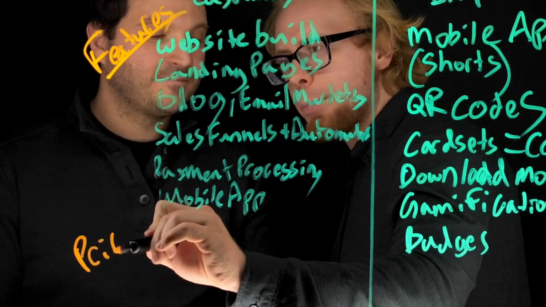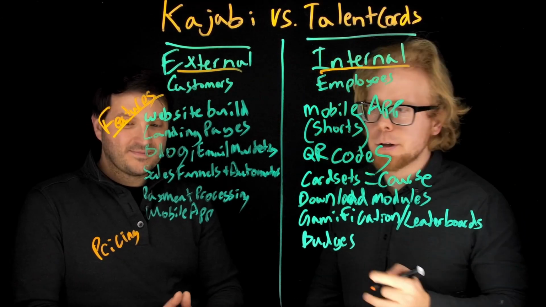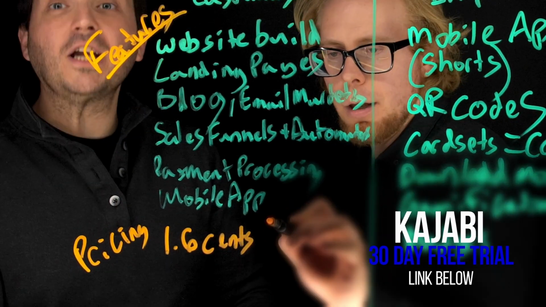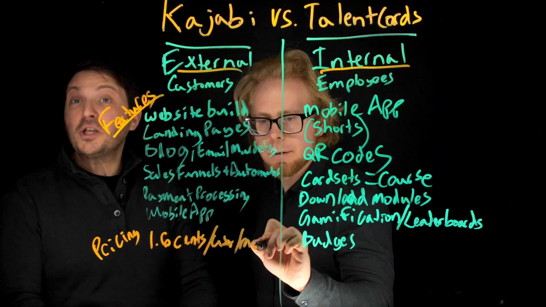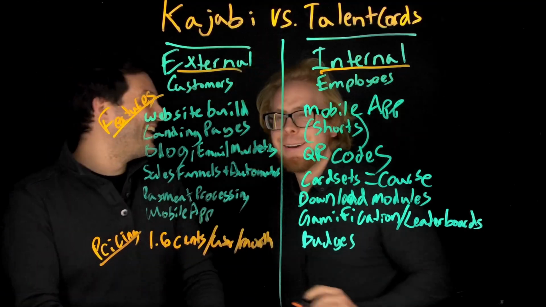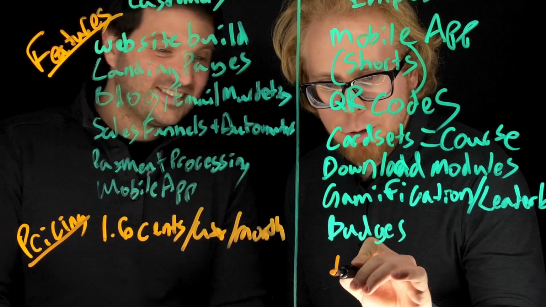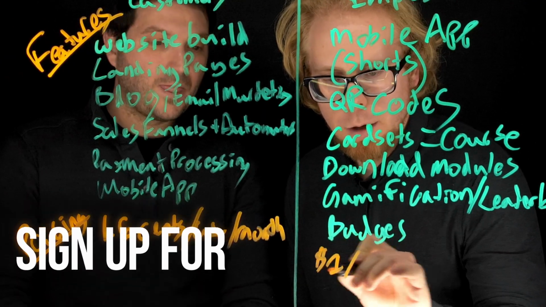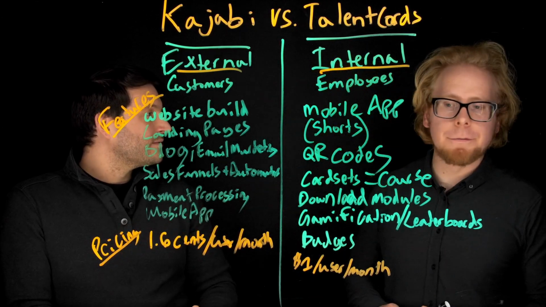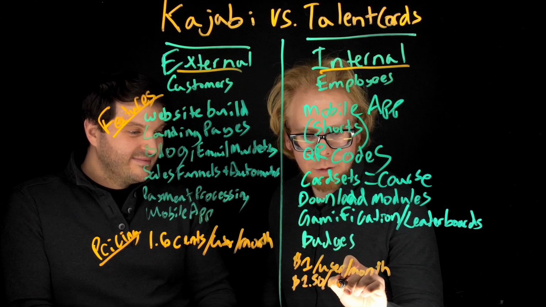When we look at the pricing of Kajabi versus TalentCards, with Kajabi you're going to pay somewhere around 1.6 cents per user per month. Which is pretty cheap. If I had bought Bitcoin at 1.6 cents, I would have been really happy. Me too. And then for TalentCards, we're looking at $1 per user per month, unless you want the premium features, then you're looking at $1.50 per user per month.